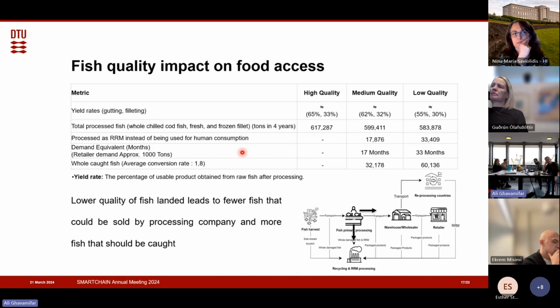And then we try to consider a conversion rate for that and calculate the whole cod fish that we need, and it's not an amount that could be ignored. So we can say that the lower quality of fish landed leads to fewer fish that could be sold by the processing company and more fish that should be cut.